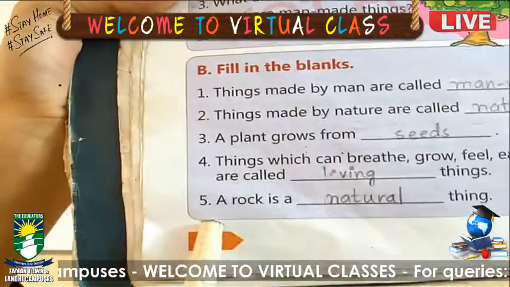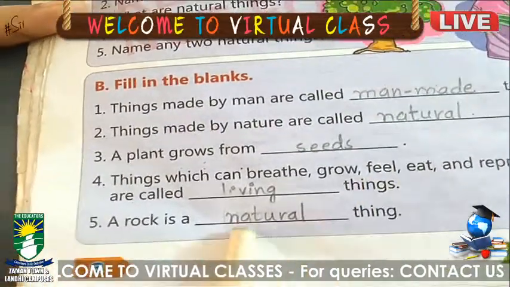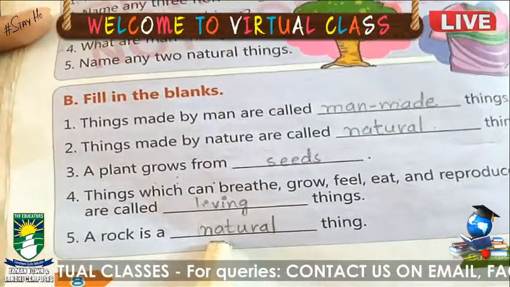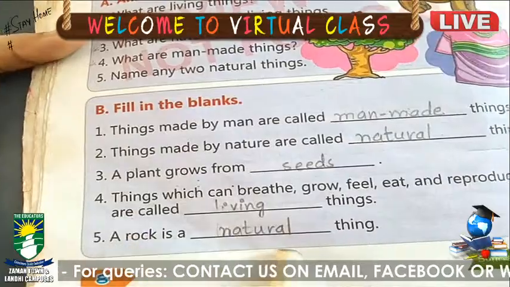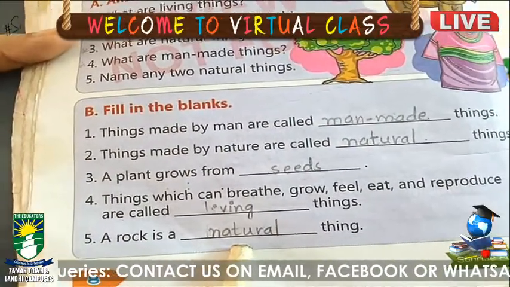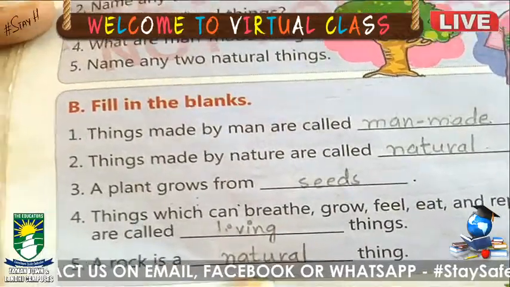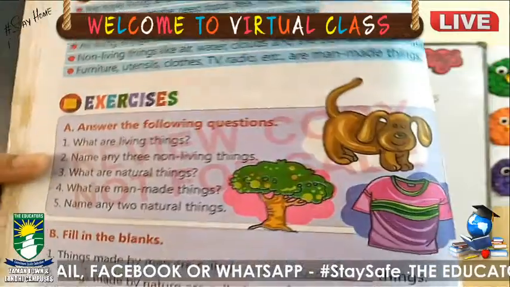The last one is a rock is a dash thing. Now tell me, a rock is a natural thing or a man-made thing? We cannot make rocks. Rocks are already naturally made. So rock is a natural thing. Write natural here. Have you completed this work? Now look at the next page.